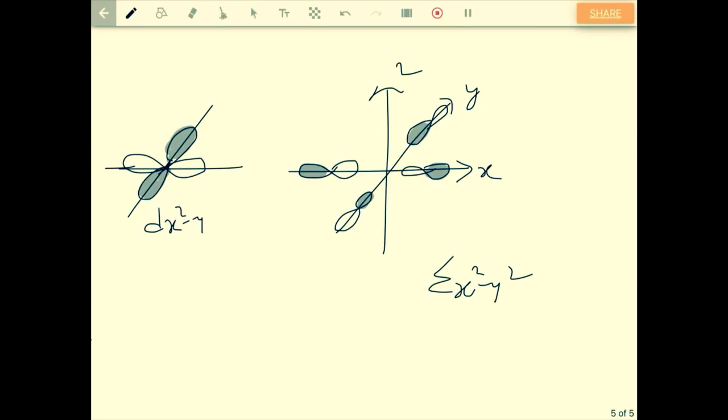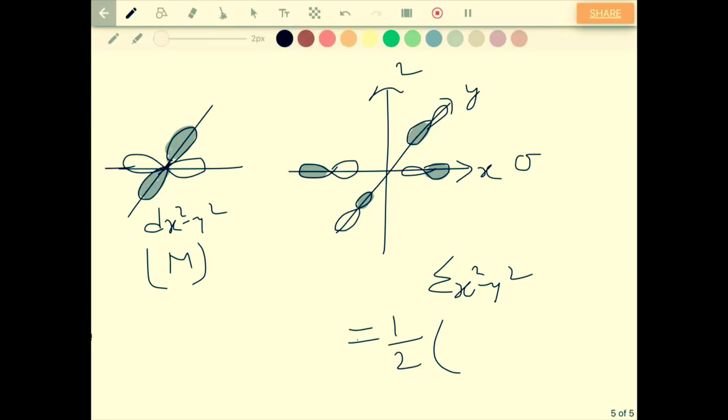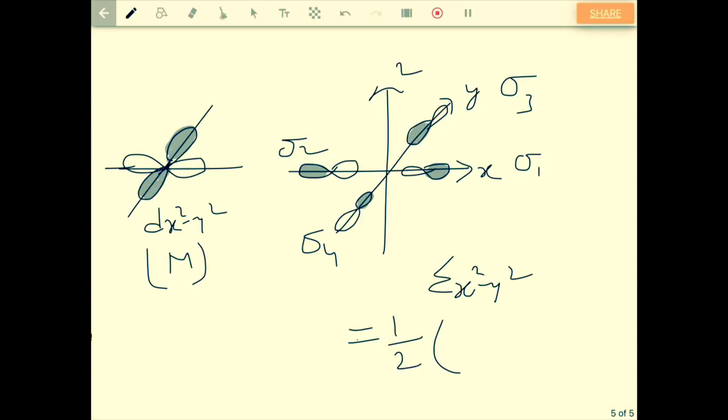So this is dx square minus y square orbital of metal and this is the LGO which can combine with this orbital of metal. Its normalized wave function equals 1 upon 2. This is sigma 1, this is sigma 2, this is sigma 3 and this is sigma 4. So it equals sigma 3, you can see this is positive, minus sigma 1, this is negative, then sigma 4 is positive, and then sigma 2 is negative towards this side. So this is the normalized wave function of this orbital.